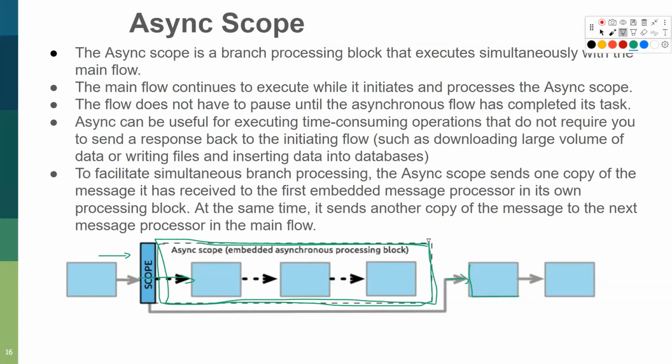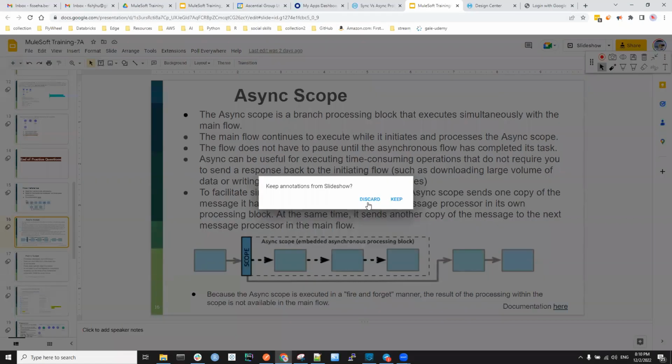If you have a large volume of data, for example, you want to insert it into a database or write it, and you don't want your application to be down until it does the data processing, you want it to continue its work. You use asynchronous processing. So synchronous versus asynchronous, these are the main differences.